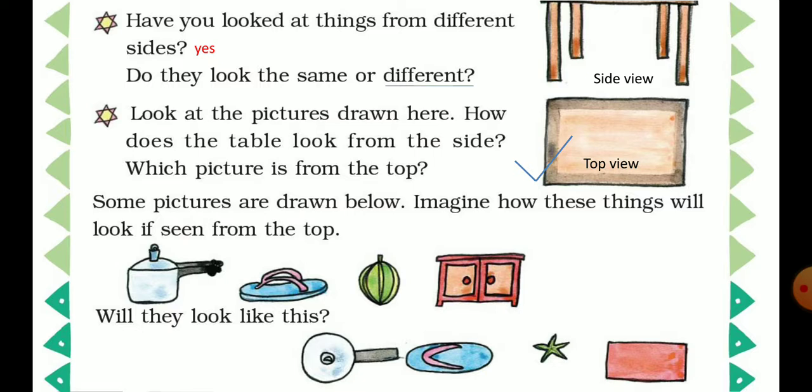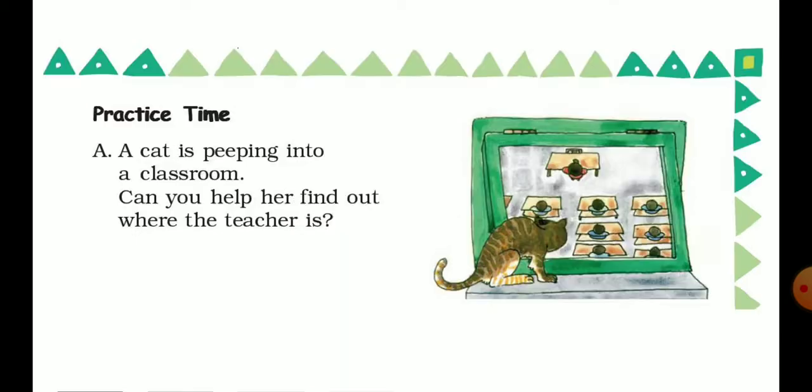Some pictures are drawn below. Imagine how these things will look if seen from the top. See the pressure cooker, slipper, star fruit, drawer. If you see these from the top side, they will look like the pictures below. So our answer is yes.